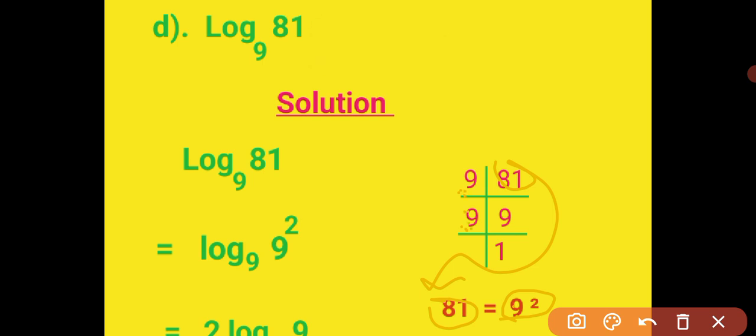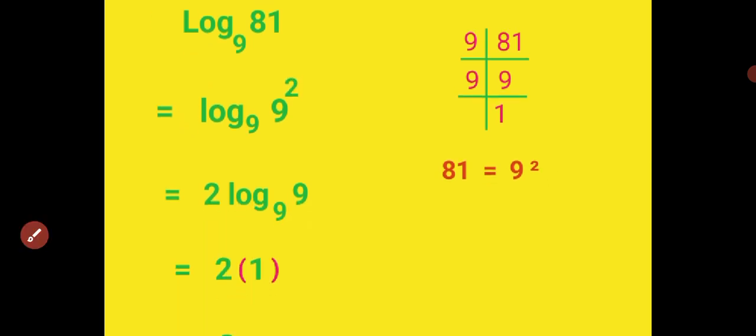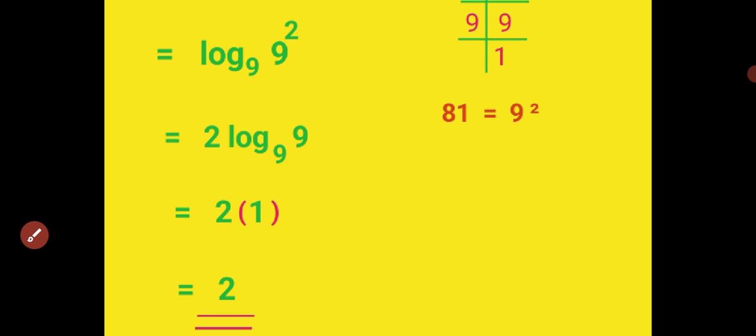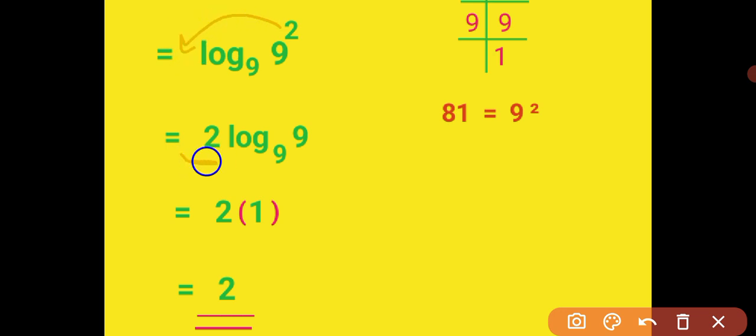So now we can come down here in the next step. Instead of writing 81, we shall write 9 to power 2. Since the power is also here in front, we loop it down. We bring it down here, so that in the next step we have it as shown below. So 2 is here, then log to base 9 of 9.